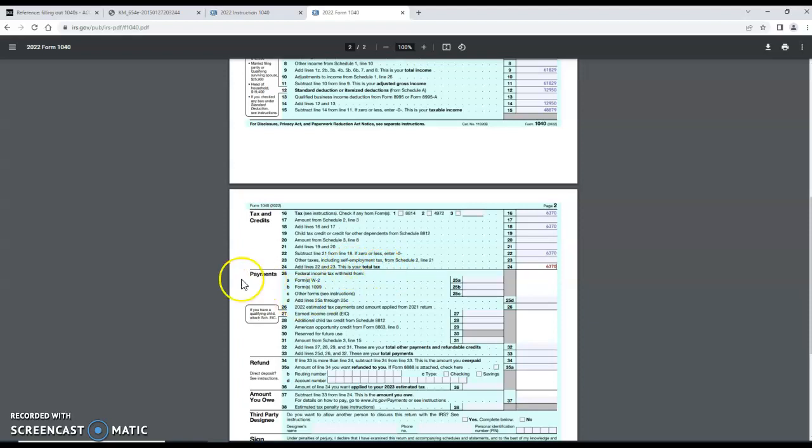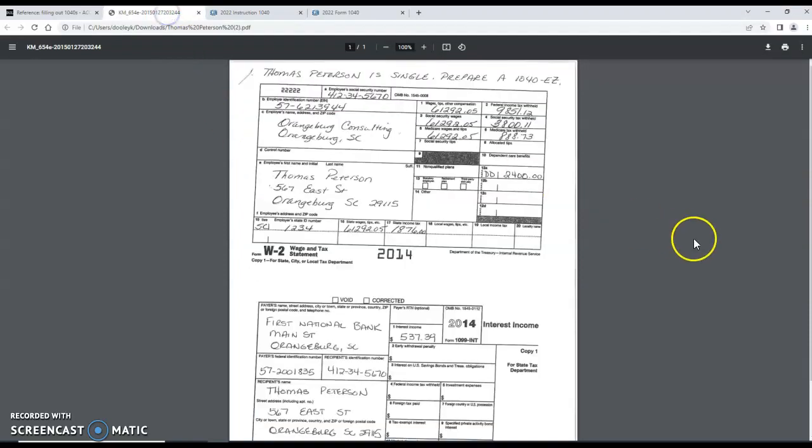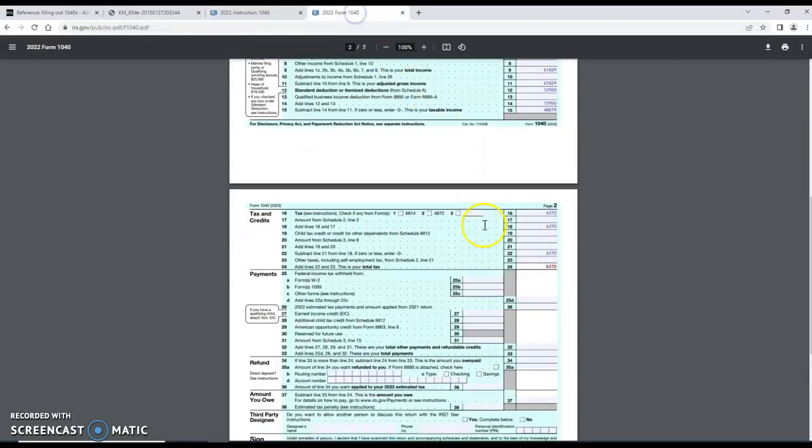Okay? The next section is payments. So the first line, line 25, is the federal income tax withheld from Form W-2. So when we go back, our federal income tax withheld is box 2 of our W-2. That's $98.51.